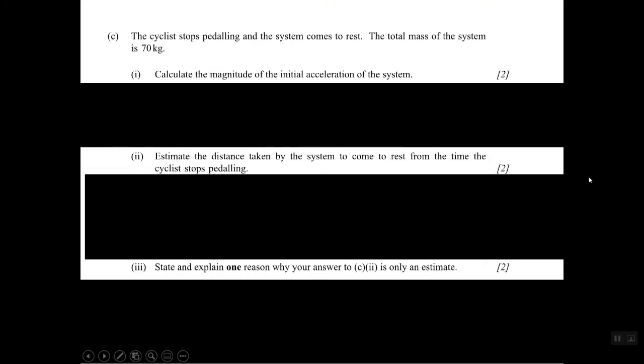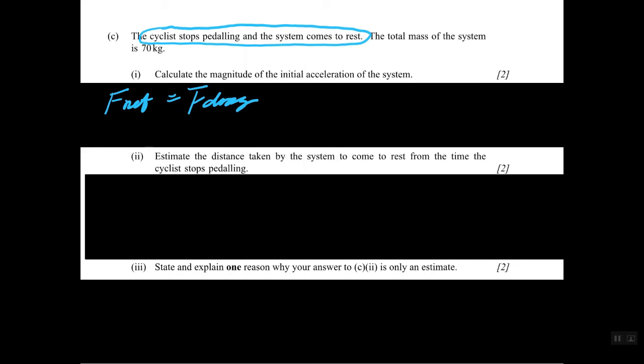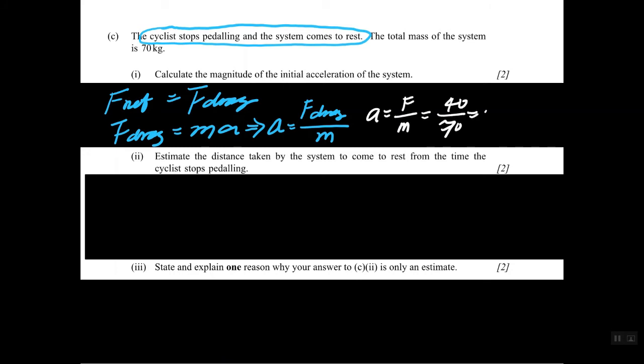Say the cyclist stops pedaling and the system comes to rest. The total mass of the system is 70 kilogram. Calculate the magnitude of the initial acceleration of the system. As the cyclist stops pedaling, the net force acting on the system is only the drag force. We know that F equals ma, and the net force is the drag force. So acceleration equals drag force over mass. The drag force is 40 Newton and mass is 70 kilogram. That gives us 0.57 meter per second squared.